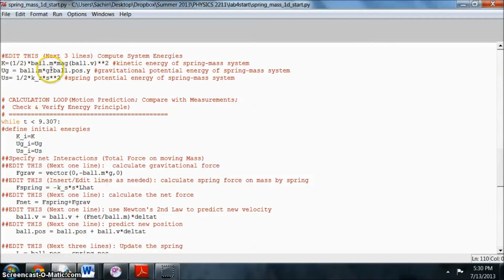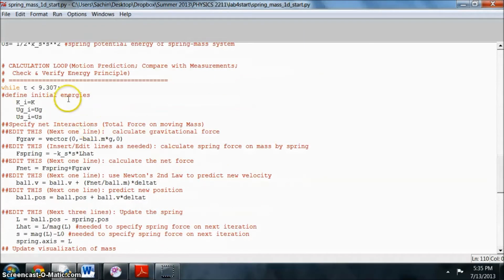So in this portion of the code, we're computing the system energies that we already know we're going to have, which is the kinetic energy, the potential gravitational energy, and the potential spring energy. The kinetic energy is 1/2 mass times velocity squared. The potential gravitational energy is mass times gravity times the position y, and the potential spring energy is 1/2 k s squared. Now we get to our while loop.